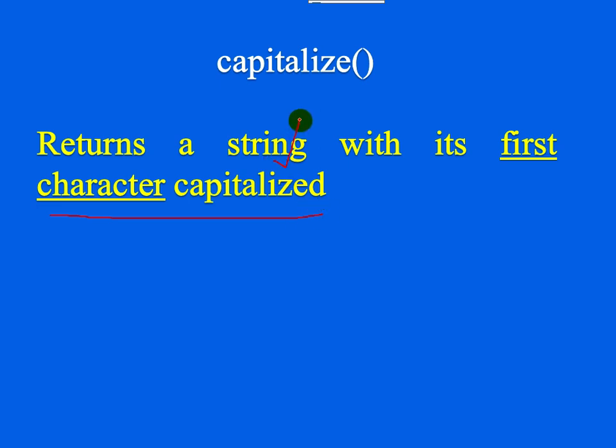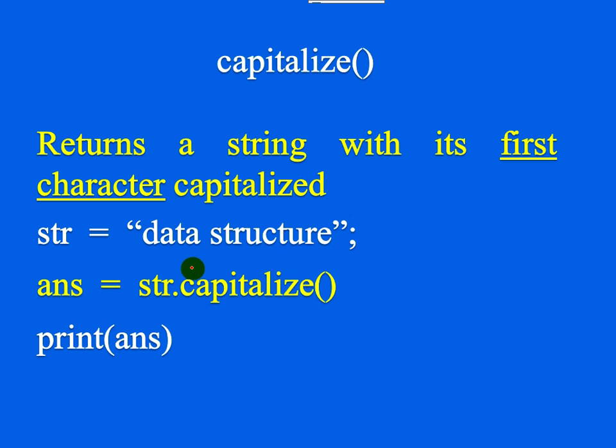What's the meaning of this statement? Let me explain using an example. Consider the string str equals data structure. Now if I write str dot capitalize, the meaning is the first alphabet of the string is capitalized and after that the entire string is returned as the answer. So you get the answer Data structure with the first alphabet capitalized.